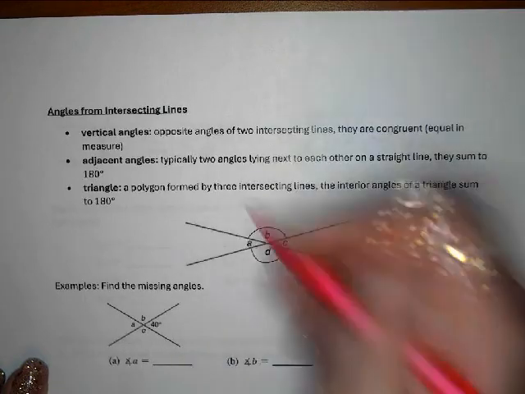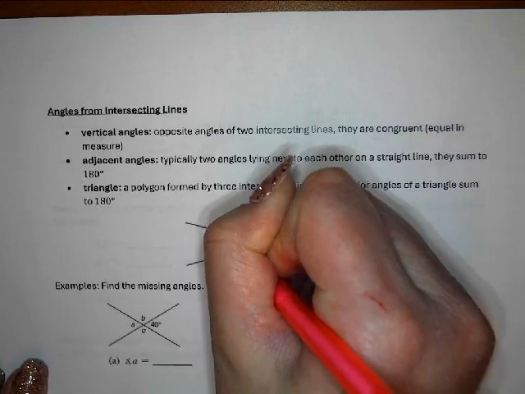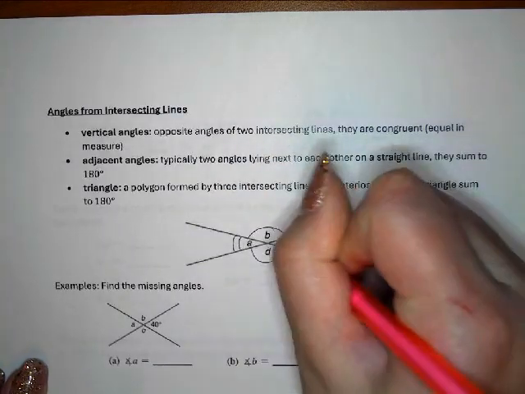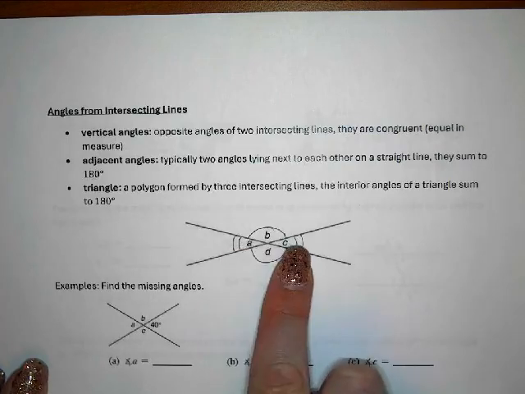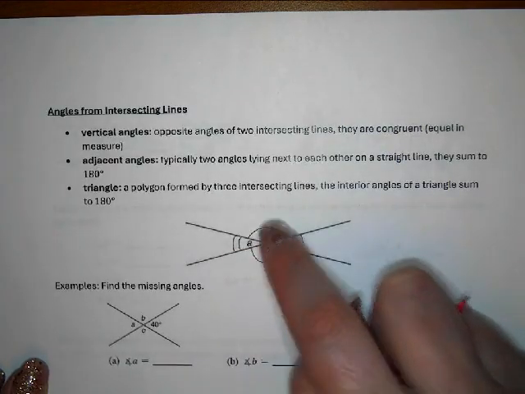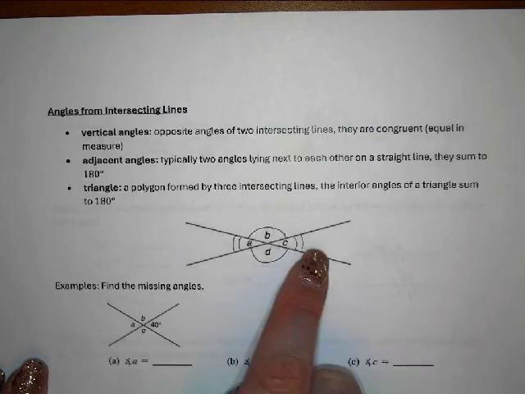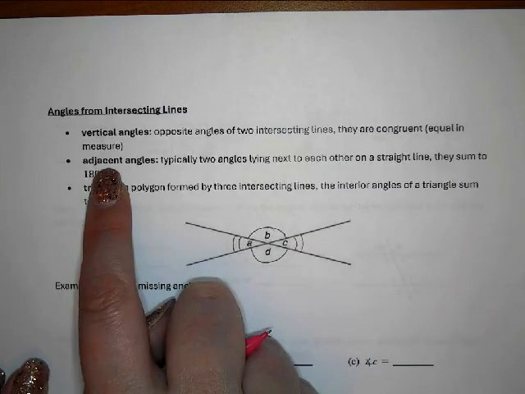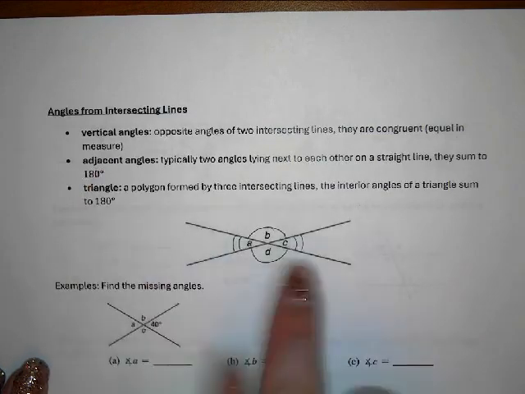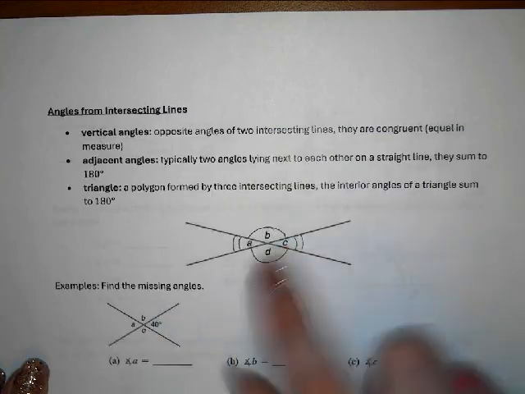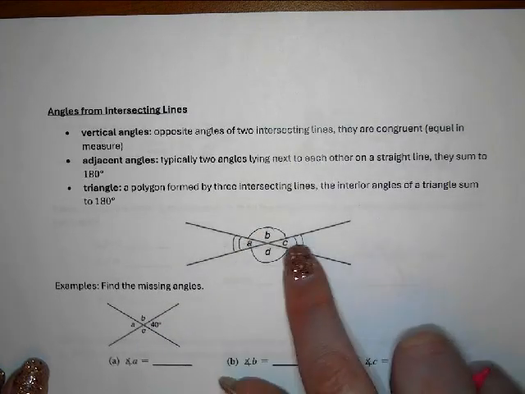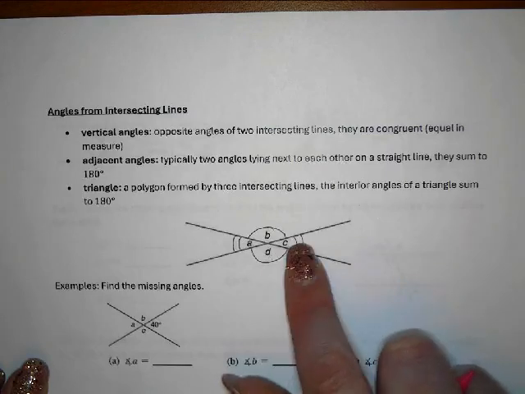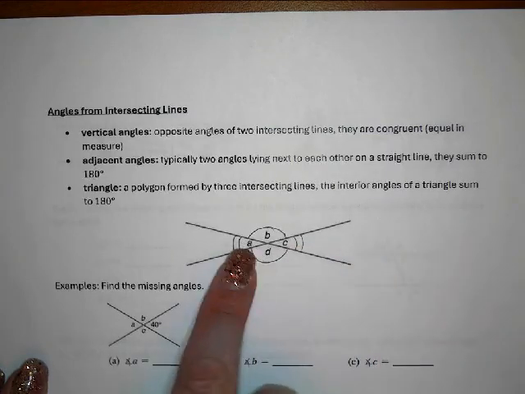And so these angles right here are also congruent. Those are also the same. So these are called vertical angles. These are called vertical angles. And then the next angles are called adjacent angles. Those are the angles that are next to each other. So B and C are adjacent angles. C and D are adjacent angles. A and D are adjacent, and A and B are adjacent.